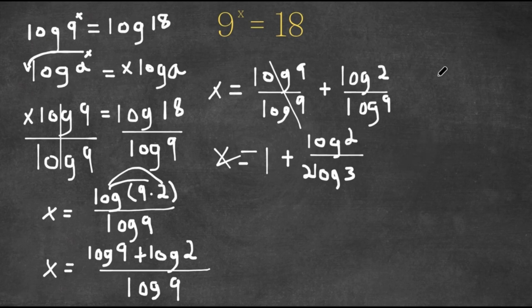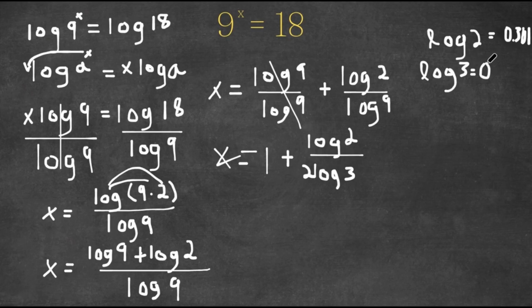So if you plug in log 2 into the calculator, log 2 is approximately 0.301. And log 3 is equal to 0.4771. So now if I plug in these numbers, we would get 1 plus log 2, which is 0.301, over 2 times log 3. Well, that would be 0.9542.